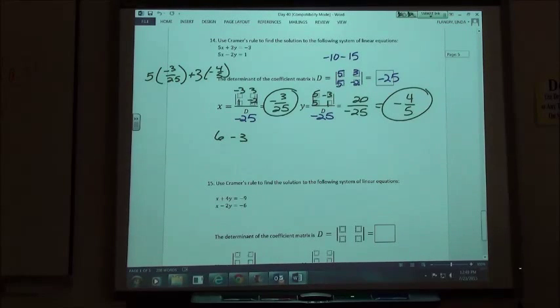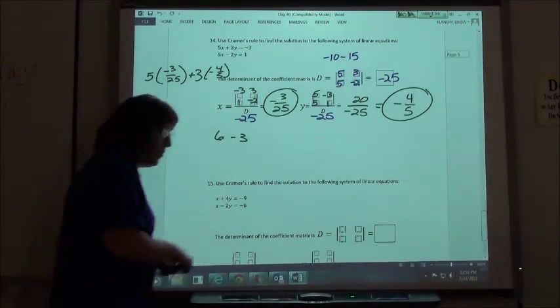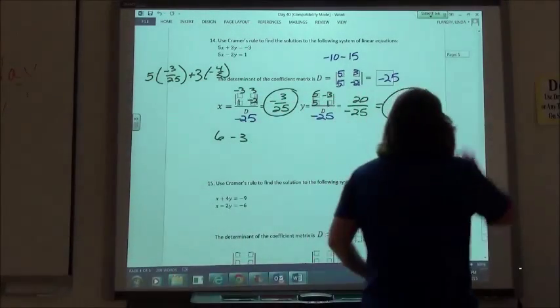Veda's checking this one. He's leaving it up to you. And we get negative 3, right? And that's what we're supposed to get. Negative 3. So we must have done it right. It's always good to check.